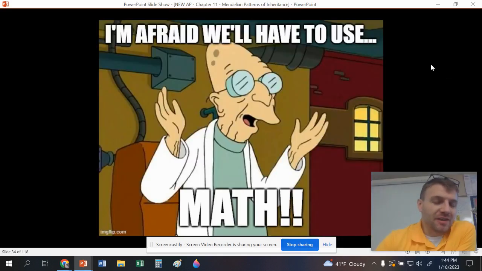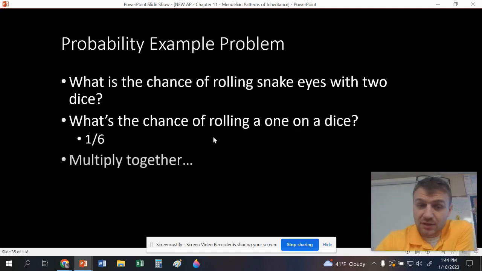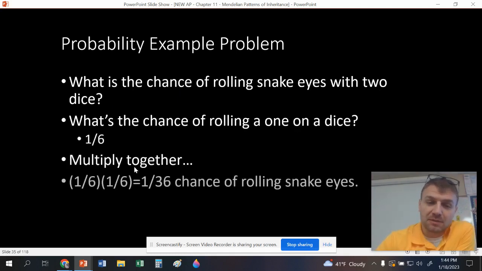All right, the second part of 11.2, we're actually going to be using math here. And don't be scared because this math, it really isn't that bad. Looking at a probability problem, what's the chance of rolling snake eyes with a pair of dice? What's the chance of rolling a 1 on a dice? That's 1 out of 6. So what we have to do is we have to multiply them together. So 1 out of 6 multiplied by 1 out of 6 is a 1 in 36 chance of rolling snake eyes. So that's the chance of rolling snake eyes with a pair of dice.